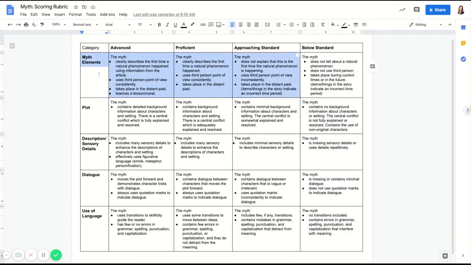We talked about these different categories. There's myth elements, there's plot, there's description / sensory details, there's dialogue, and there's use of language. So these are the different areas or categories on which you will be graded. Let me zoom in and let's go over these in more detail.